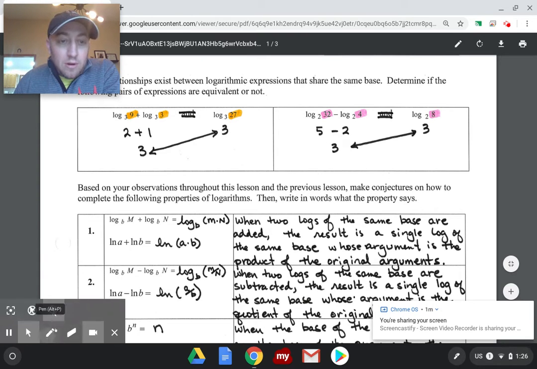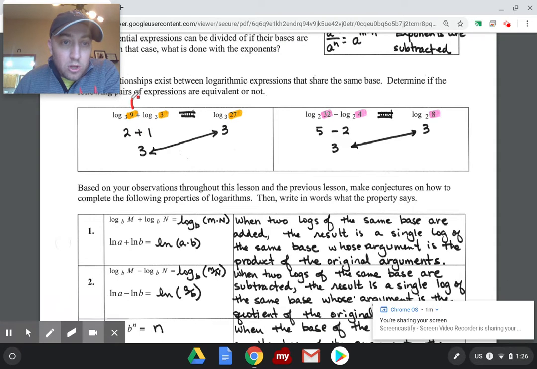And you probably notice as well that if I took these two arguments, the 9 and the 3, there's one simple operation that I would have to do with multiplication to get it to equal this argument as well.